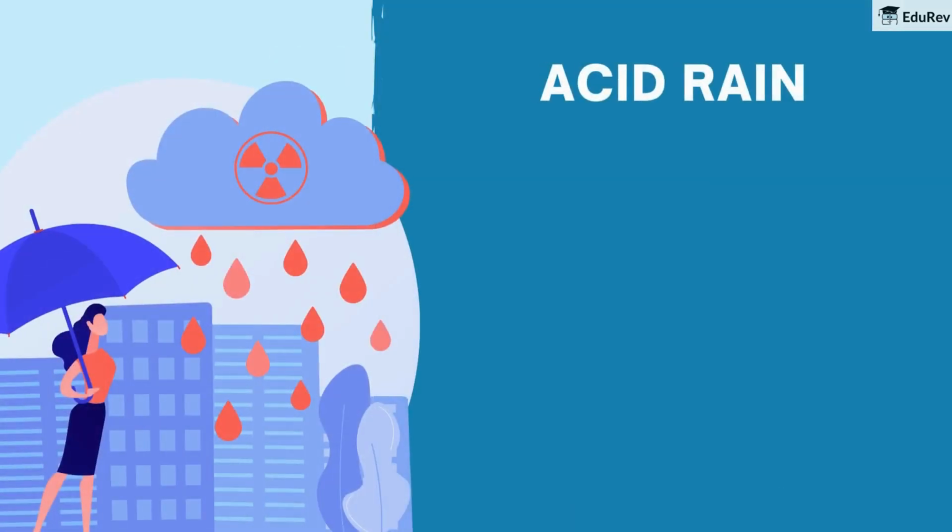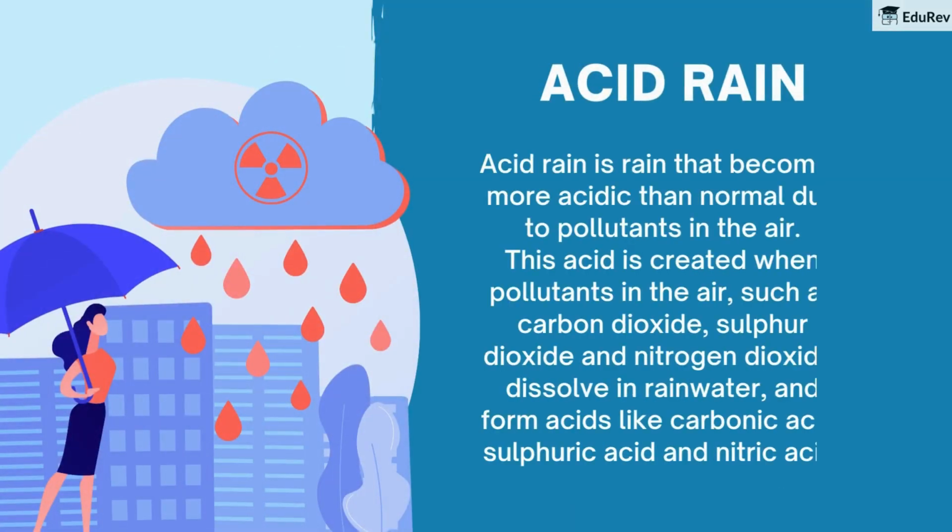Ever heard of acid rain? Acid rain is rain that becomes more acidic than normal due to pollutants in the air. This acid is created when pollutants in the air, such as carbon dioxide, sulfur dioxide, and nitrogen dioxide, dissolve in rainwater and form acids like carbonic acid, sulfuric acid, and nitric acid. It's important to understand because acid rain can affect everything, from plants to buildings.